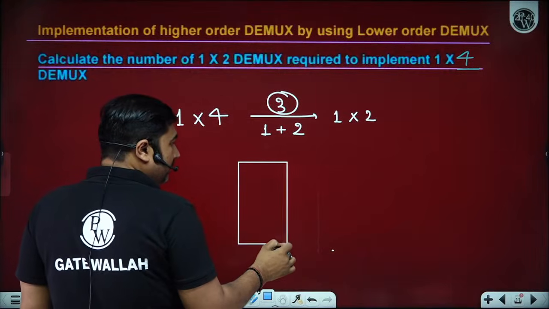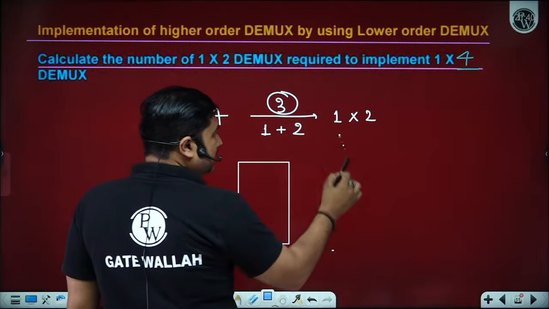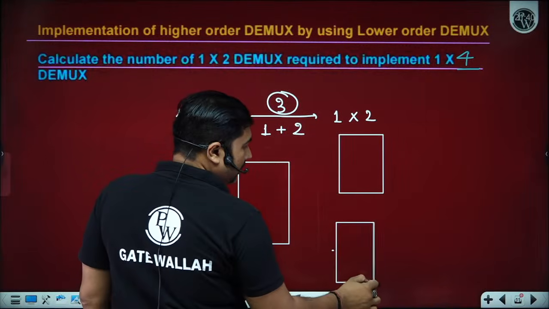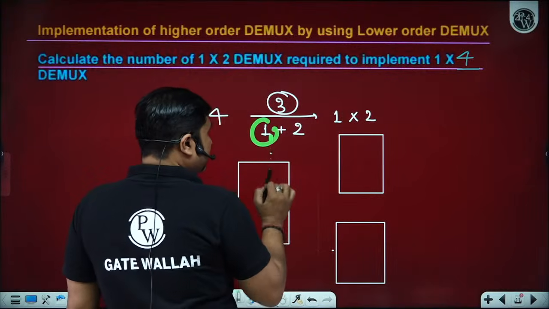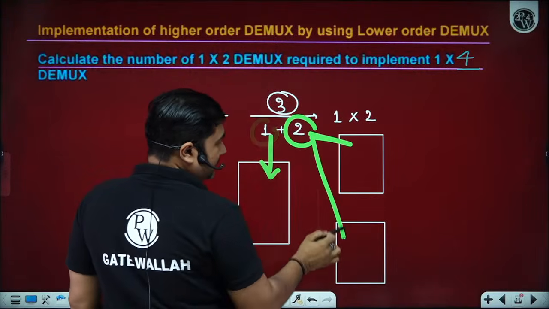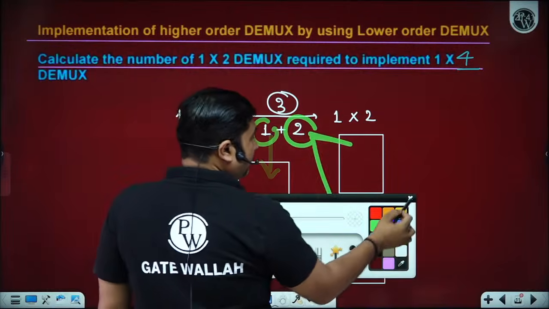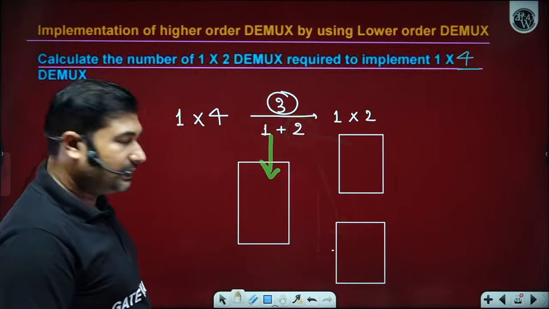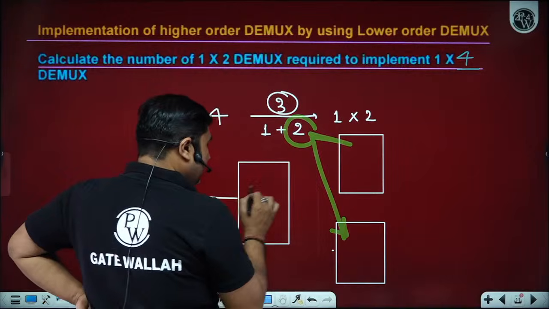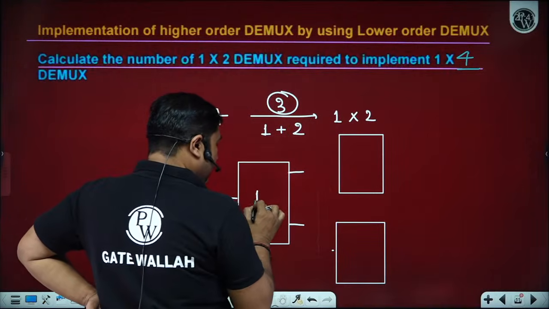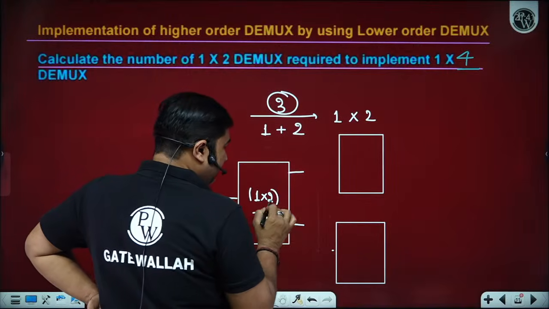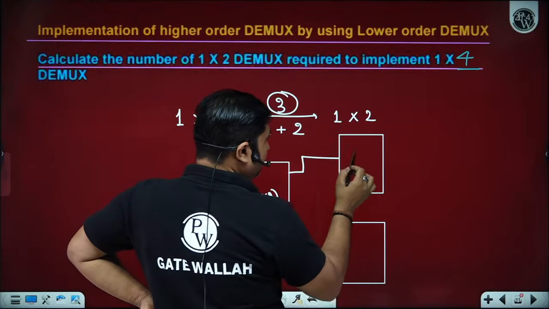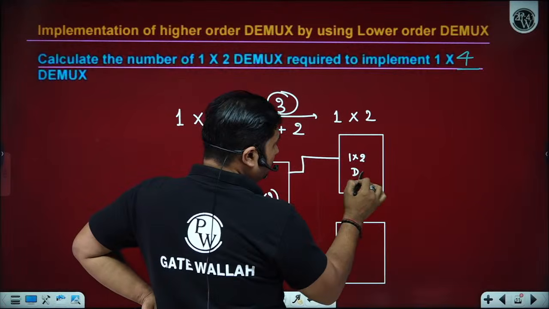We need a 1 cross 2 demux, and then we need 1 cross 2 demux. So basically this 1 is representing 1, this 2 is representing 2. How many of you are able to understand, beta ji? Great, sir. Now we have 1 cross 2 demux, 1 cross 2 demux. In the same way, if you observe, this 1 is going to be the input to the 1 cross 2 demux.